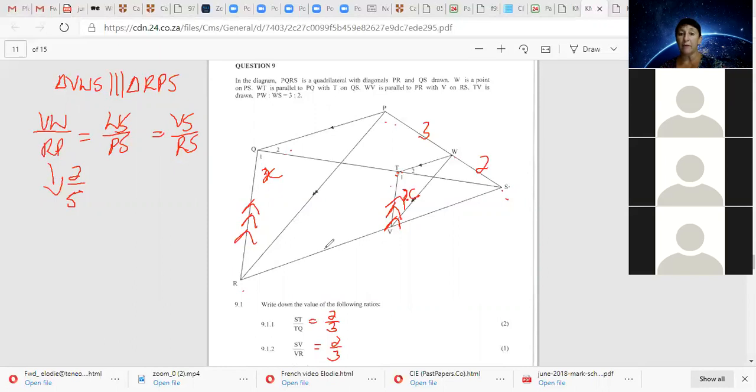Yes, it's 5 because it's the whole line, small to big. So 2 plus 3. Small to big, 2 plus 3. Correct.